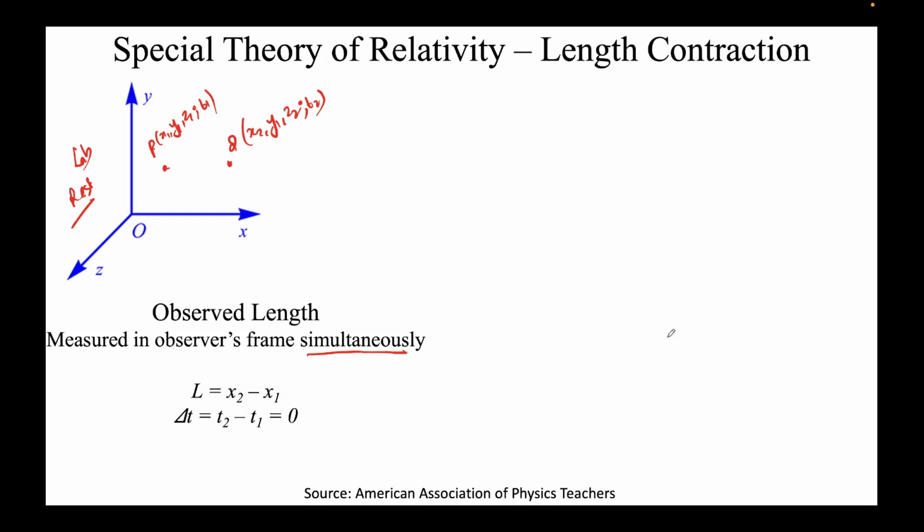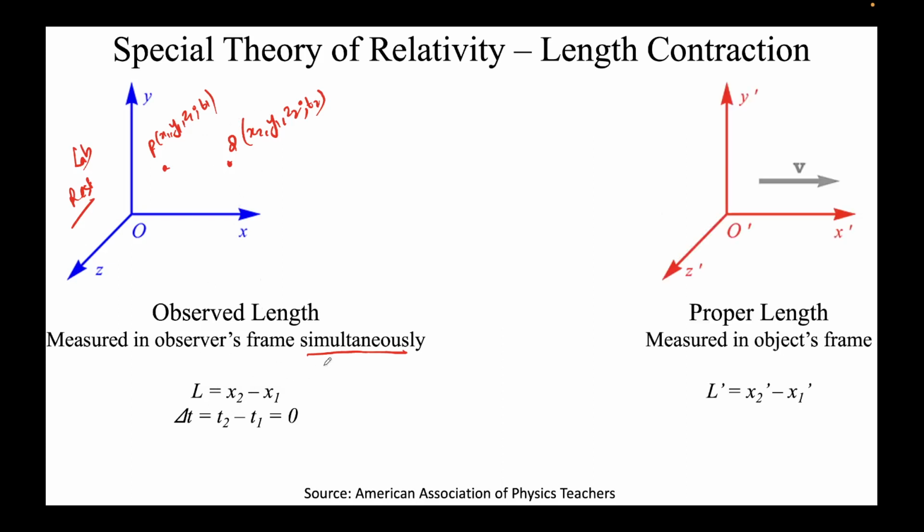Yeah. So the observed length, we'll observe the length between P and Q, and the length will naturally be x2 minus x1. Again, we are ignoring y and z. For all practical purposes, you can ignore them. That's for the general case, right? So what is the proper length? As I'm again emphasizing, proper means you are in the object's frame.